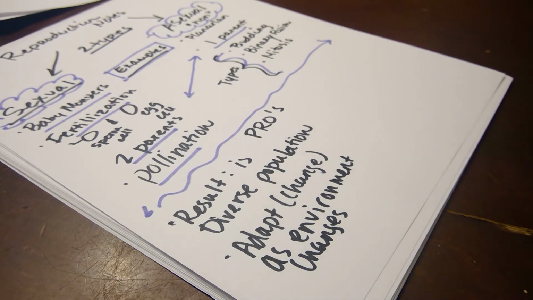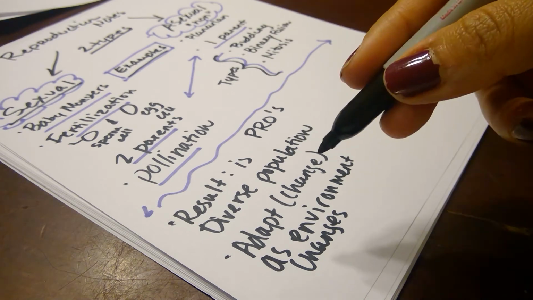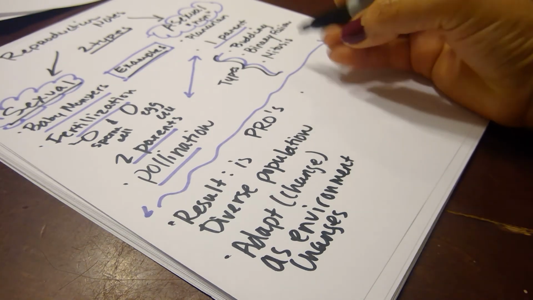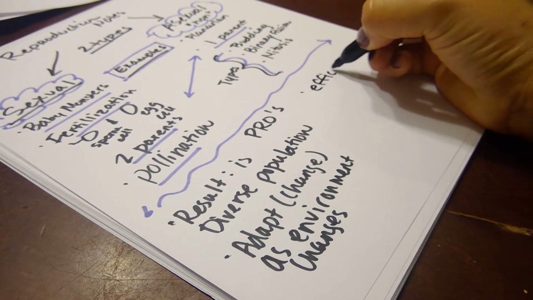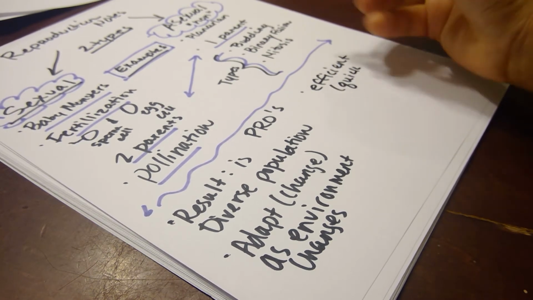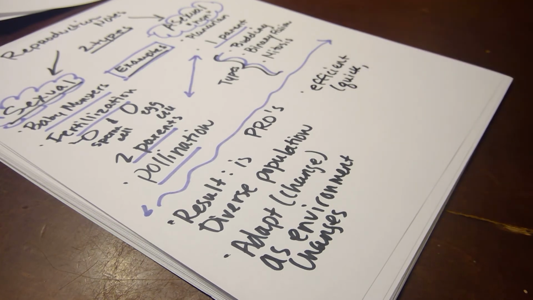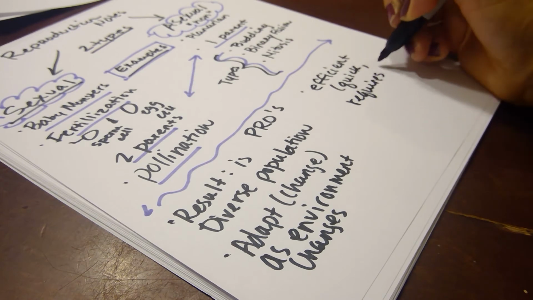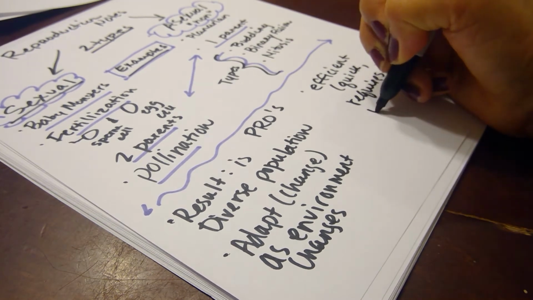Right, and so the only benefit that non-sexual reproduction has over sexual reproduction is that it is efficient, meaning it is quick, it is fast, and it requires little energy.